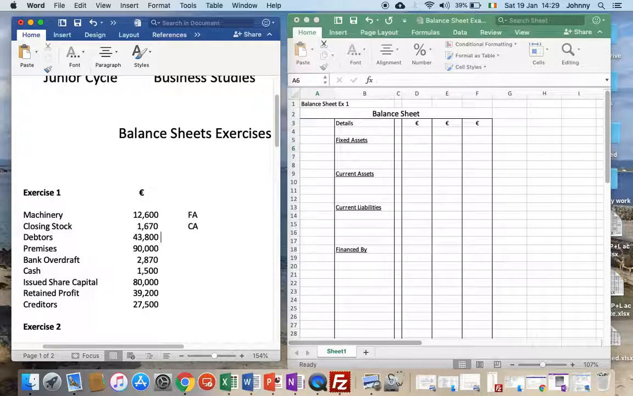Debtors, people who owe us money. So that's money that is owed to us. It's a plus for us. So that's also a current asset. Premises, so it's our own building. So that's a fixed asset.